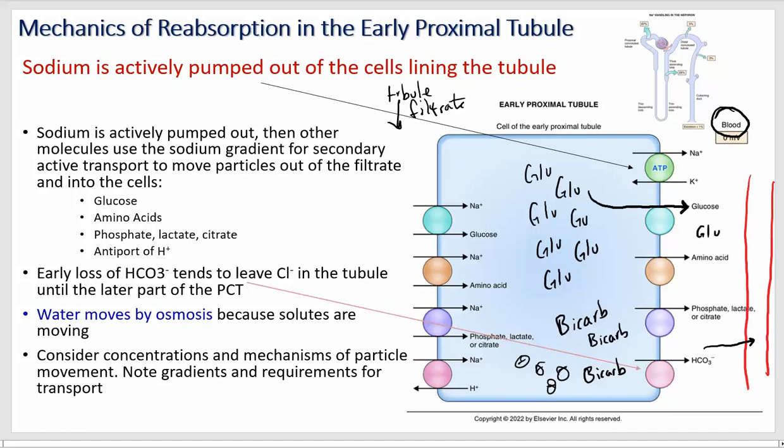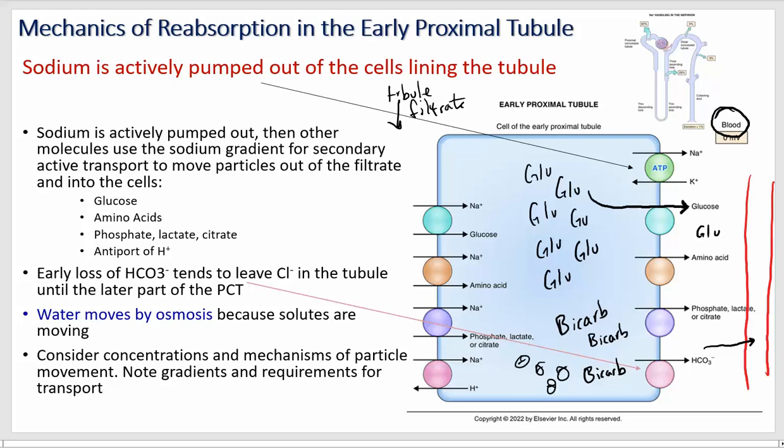So we can already see this is foreshadowing for acid base. We can already see that we're dumping hydrogen and we're reclaiming bicarbonate, and that's really the theme when it comes to those two ions, the hydrogen ion, the proton, and bicarbonate. Okay. So we have this note here: early loss of HCO3 tends to leave the chloride in the tubule until the later part of the proximal convoluted tubule. It's just a thing that happens. So we're going to see later that the chloride is going to leave too.